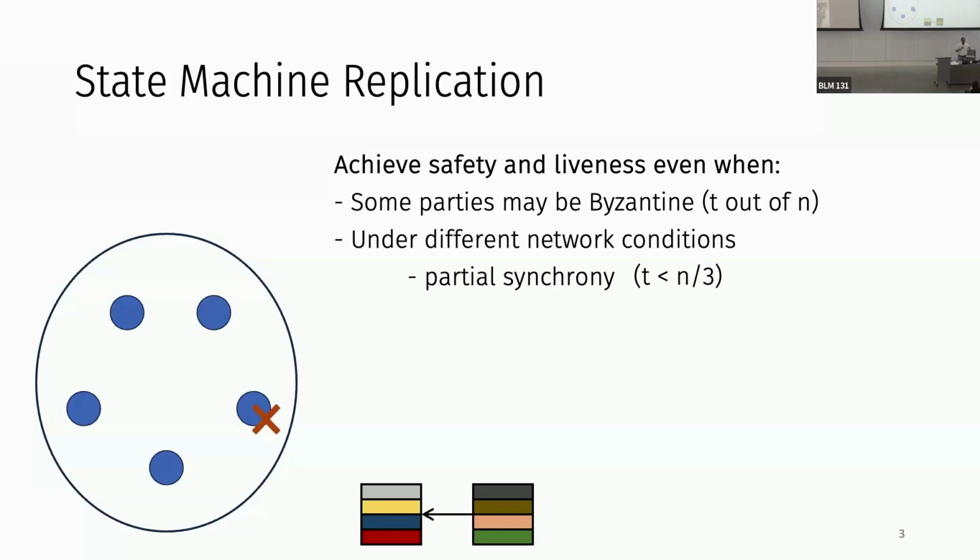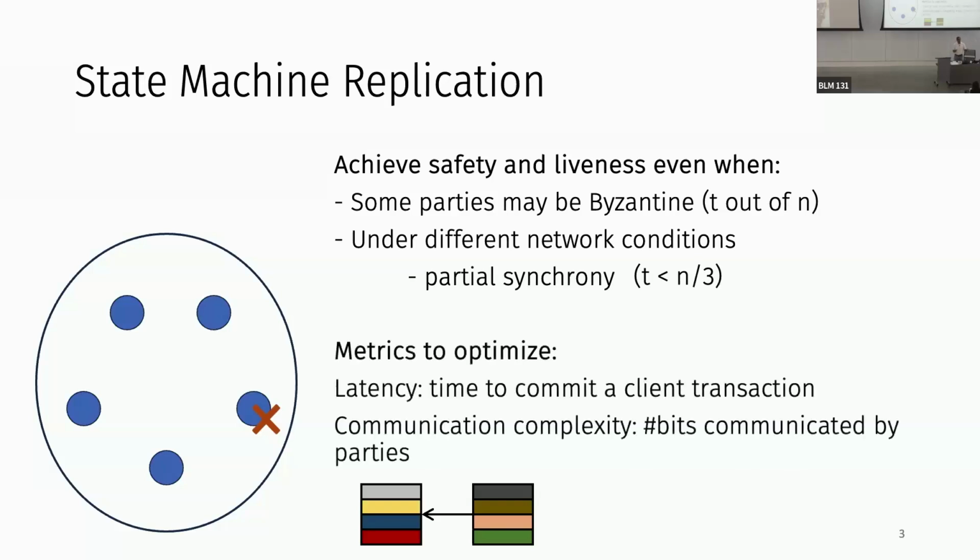And if you look at this historically, there are two key metrics that people have tried to optimize. One is latency and one is communication complexity. Latency is the time to commit a client transaction, and communication complexity is the amount of communication, in bits, that happens between parties.